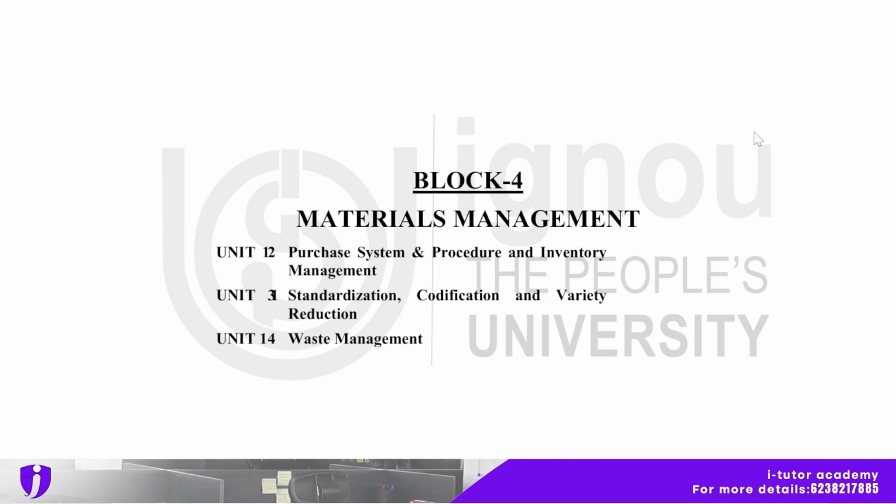In today's session, we will start with Block 4, that is Materials Management. In this block, there are 3 units. Unit 12 is Purchase System and Procedure and Inventory Management. Unit 13 is Standardization, Codification and Variety Reduction. And Unit 14 is Waste Management. So these are under Block 4, and this is our last block of MMPC 009.